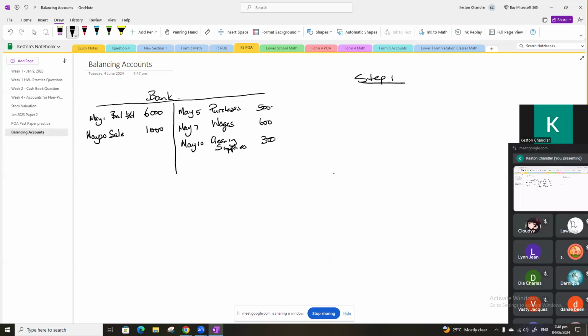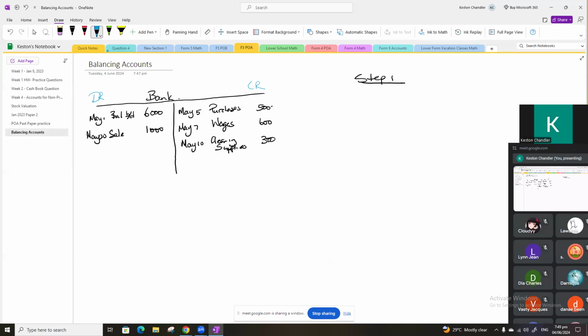Add the total on both sides. So what I need to do to balance the account is to figure out, right? And let's say I'll put it in another color. I need to find out what's the total balance on this side. This is my debit side. And this is my credit side, right?